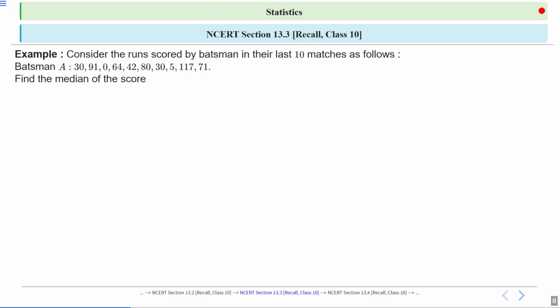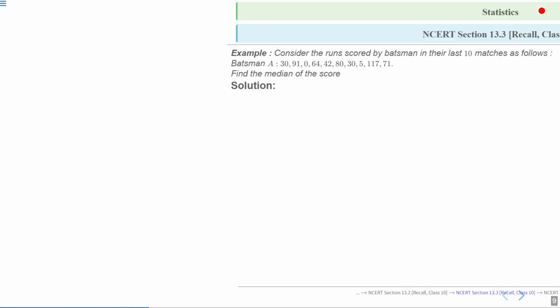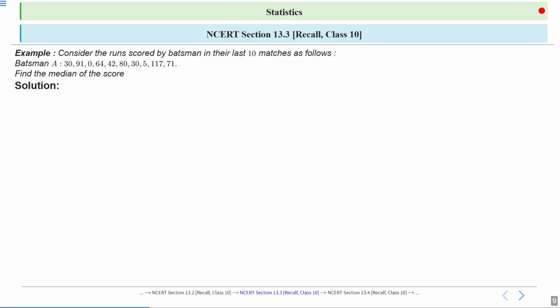Let us take an example. In this example, we consider the runs scored by batsman A in their last 10 matches as follows: 30, 91, 0, 64, 42, 80, 30, 5, 117, 71. And then we have to find the median of the score. So our goal is to determine the median score from the given data.